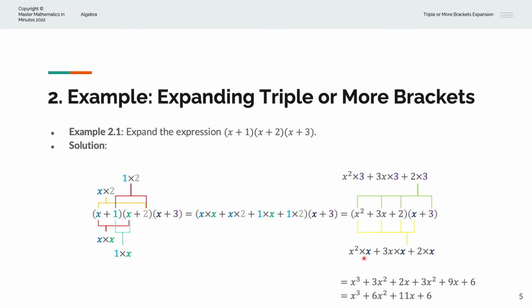So x squared multiplied by x is x cubed, 3x multiplied by x is 3x squared, 2 times x is 2x, and x squared times 3 is 3x squared, 3x times 3 is 9x, 2 times 3 is 6. And we'll group the common terms. So x cubed is x cubed. 3x squared plus 3x squared gives us 6x squared. 2x plus 9x is 11x. We'll copy the plus 6. And this is how we've expanded 3 brackets.